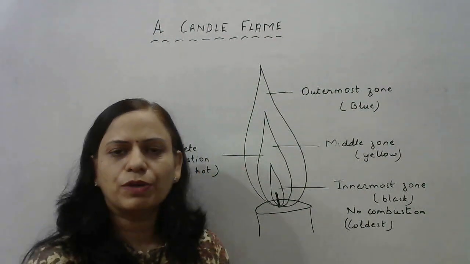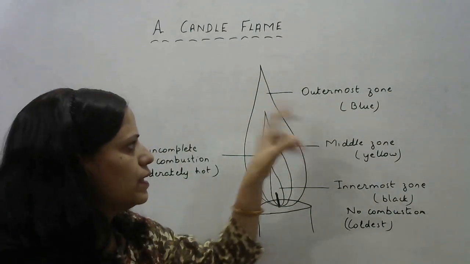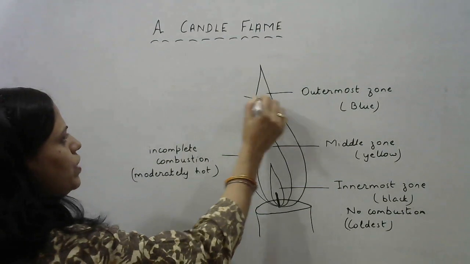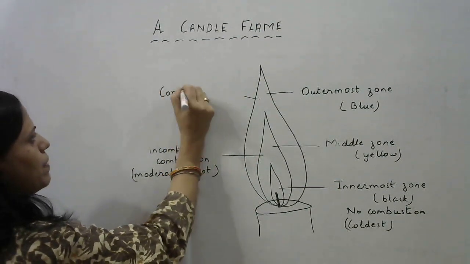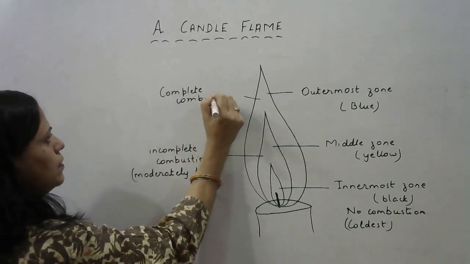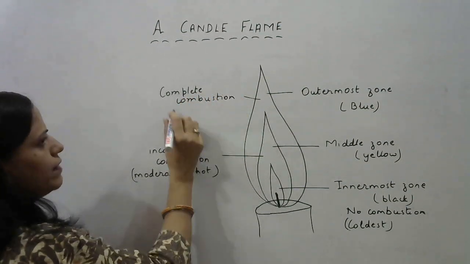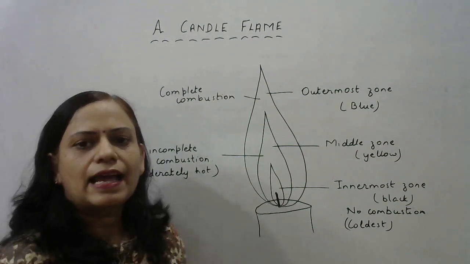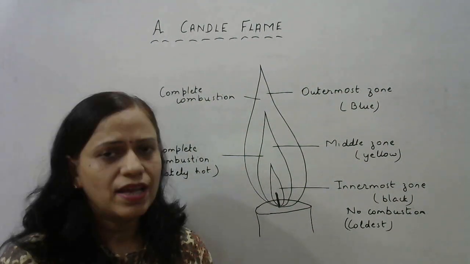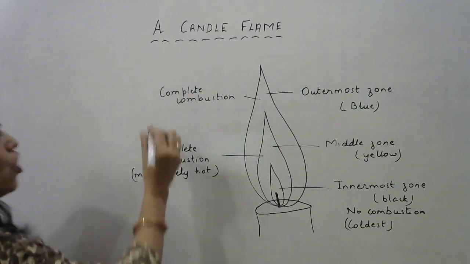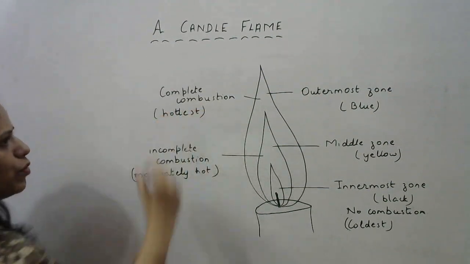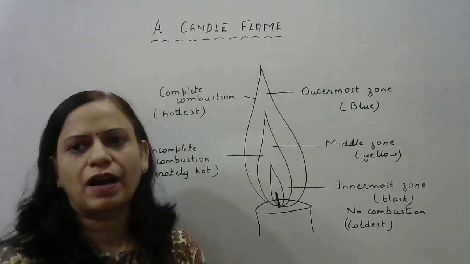Moving on to the outermost part of the flame, which is blue in color, this indicates complete combustion. So in the outermost zone, complete combustion is taking place, and that is the reason the blue color is there. And since complete combustion is taking place, the maximum amount of energy is being given out, and this is the reason this is the hottest part of the flame. So which is the hottest part of the flame? Yes, the outermost zone is the hottest part of the flame.